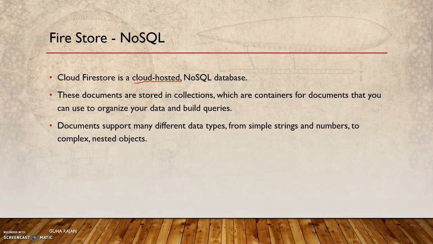And a document supports many different data types like strings, numbers, and complex nested objects. So I think this will provide you a bit of information, but as we progress, we'll go into Google Cloud itself, and then you will start understanding better how it is different in the NoSQL database when compared to the normal RDBMS SQL based database.